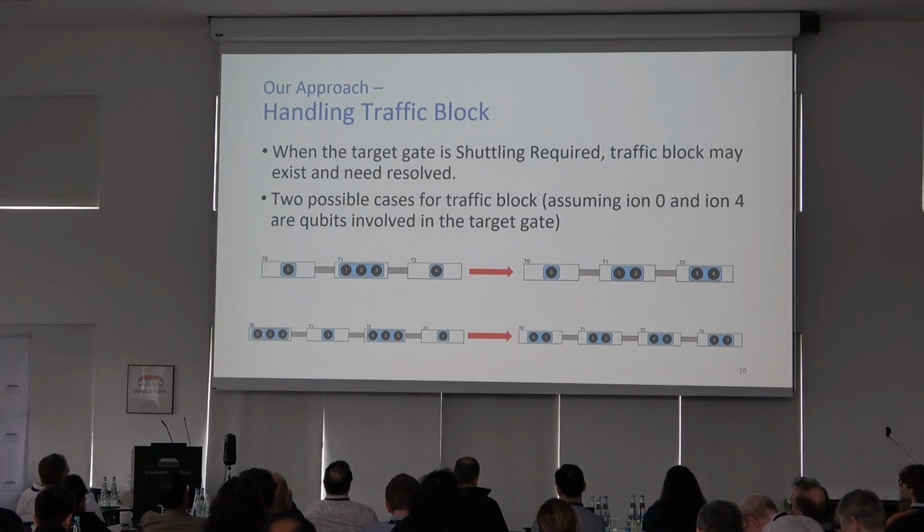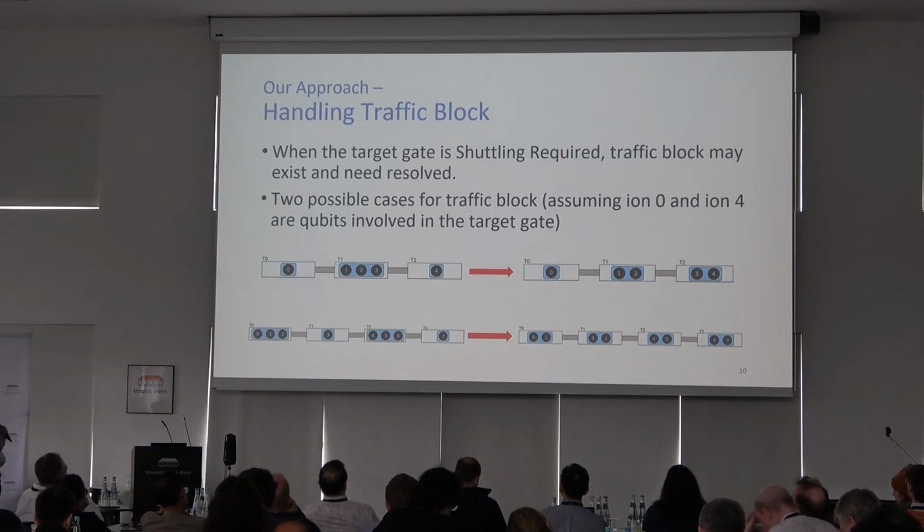And here we have two possible cases for traffic block. In this example, we assume ion 0 and ion 4 are the qubits involved in the target gate. For the first case, because T1 is in between T0 and T2, and it doesn't have any available capacity, T1 will become a traffic block. So we are going to move one of the ions from T1 to T2.